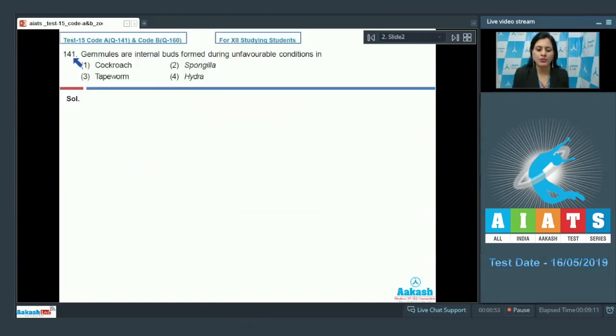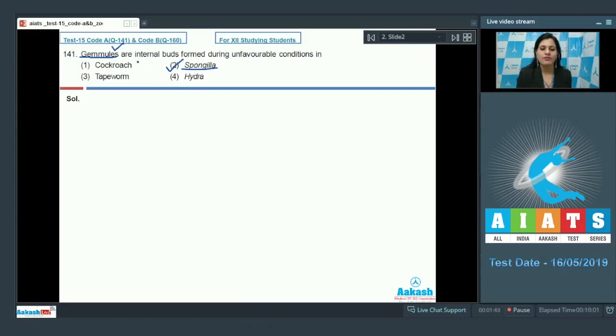Question number 141. Gemmules are internal buds formed during unfavorable conditions in, and the options are cockroach, spongilla, tapeworm and hydra. And we know that parent individuals of freshwater sponges release gemmules, and a freshwater sponge among the given options is option number 2, spongilla. Spongilla is a freshwater sponge which forms internal buds in unfavorable conditions called gemmules.